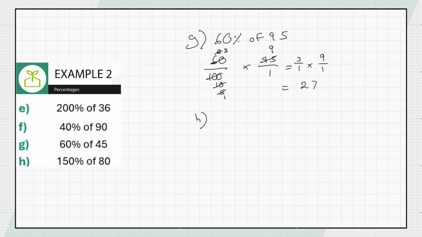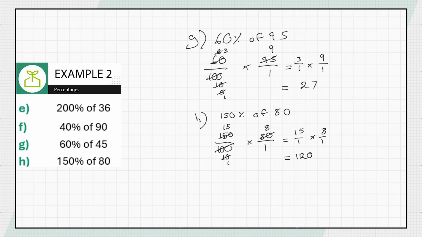If I look at H, I have 150% of 80. Right, so what I need to do here is do 150 over 100 multiplied by 80 over 1. First up, let's simplify the fraction. I'll divide the bottom by 10 and I'll get 10, and top by 10 and I'll get 15. I can then divide diagonally by 10 and I will get 10 divided by 10 is 1, and 80 divided by 10 is going to be 8. So in order to solve, all I have to do is 15 over 1 multiplied by 8 over 1, and 15 times 8 is just going to be 120.